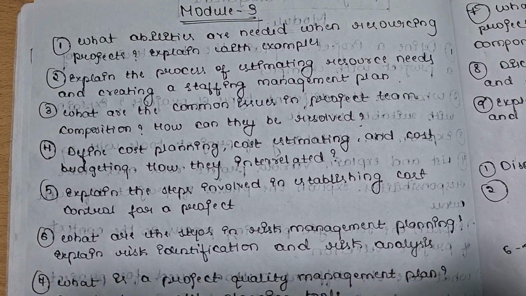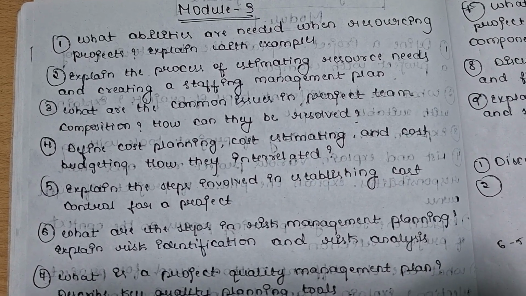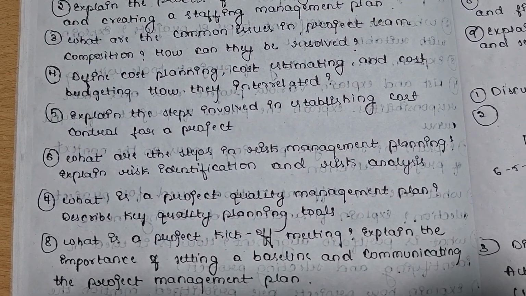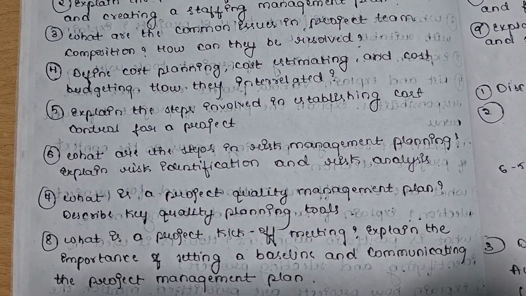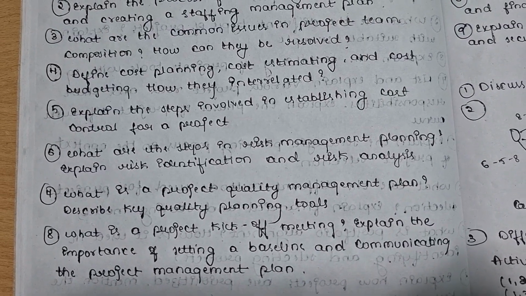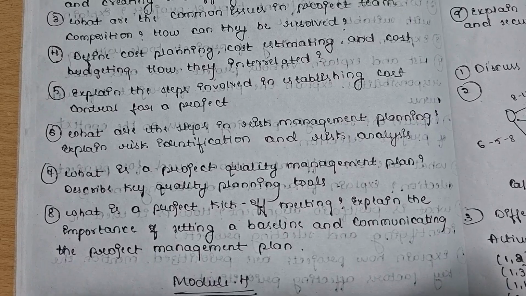Define cost planning, cost estimating and cost budgeting. How are they interrelated? Explain the steps involved in establishing cost control for a project. What are the steps in risk management planning? Explain risk identification and risk analysis.